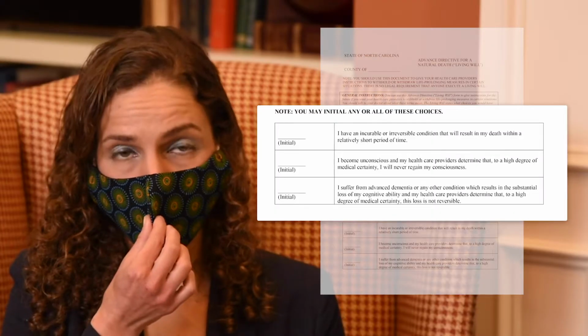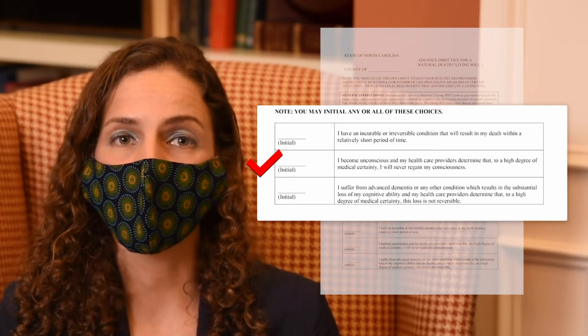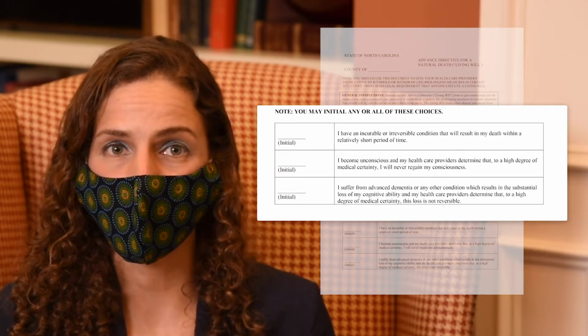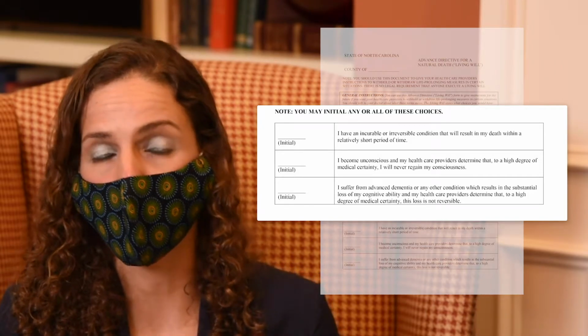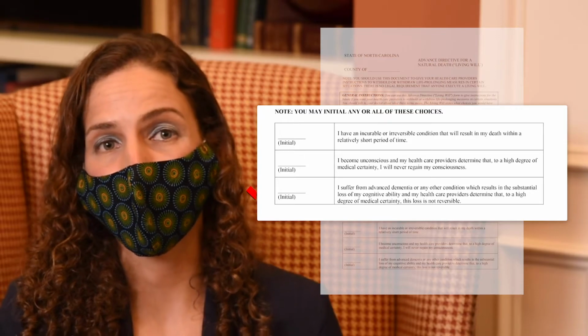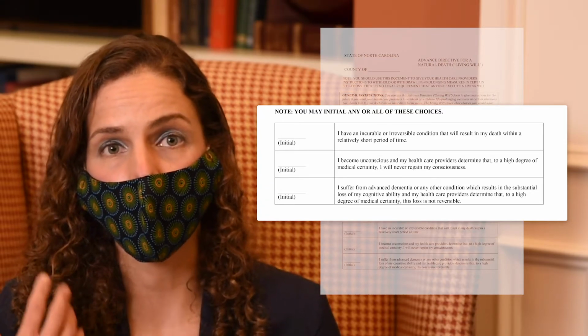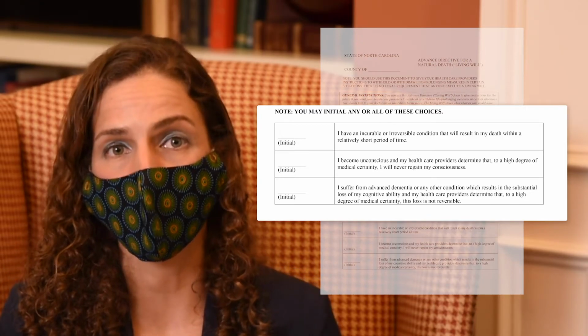And an example that I give my clients is stage 4 cancer or some other similar condition which is at its end stage. Option 2, the second medical circumstance under which it can apply, is if you're unconscious or in a vegetative state and to a high degree of medical certainty, this condition is not reversible. So you're in a coma and unlikely to ever come out of it. Option 3 is if you were to have advanced dementia or some sort of cognitive condition that is not reversible. A classic example of this is Alzheimer's disease.